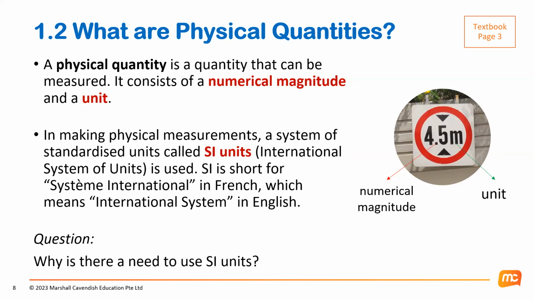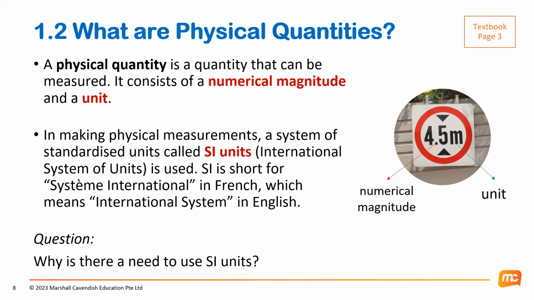For example, you see over here, this can be found at the overhead bridge. It means that this overhead bridge is 4.5 meters in height. So this is a height, it's a physical quantity because I can measure it. It has a numerical magnitude, 4.5, and it has a unit. This unit, meter, is the SI unit for length, and it's recognized worldwide.